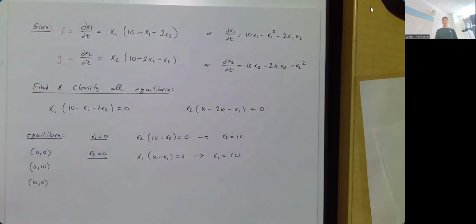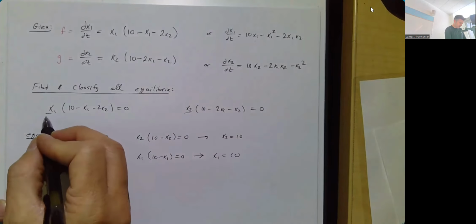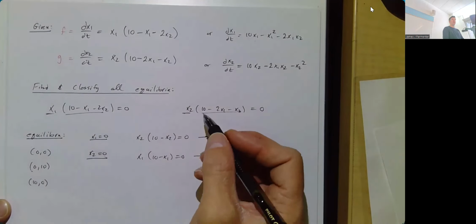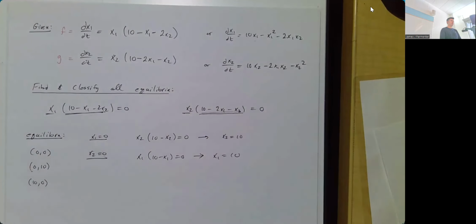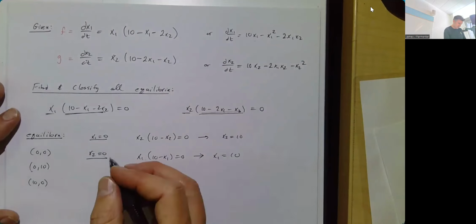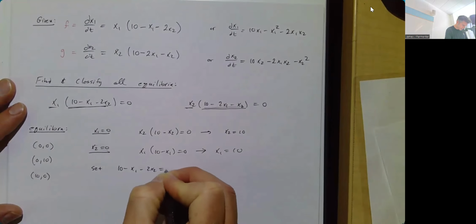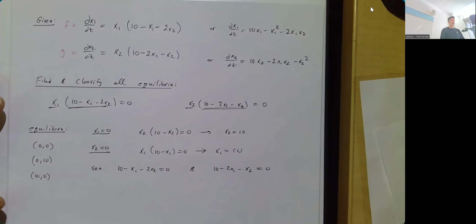And now for the hardest one. Basically, we have every way of pairing either factor equal to 0. So you can have this equal to 0 and this equal to 0, or this equal to 0 and that equal to 0, or that equal to 0 and this equal to 0, or that equal to 0 and that equal to 0 at the same time. That's the last one we have to figure out. So we're going to set both 10 minus x1 minus 2x2 equal to 0 and 10 minus 2x1 minus x2 equal to 0. Then we have essentially two equations of lines, and we're going to try and figure out where these lines cross each other.